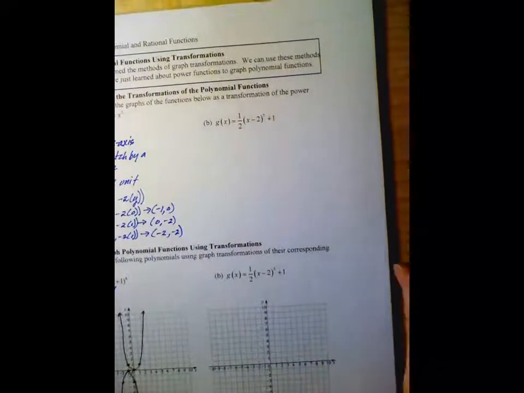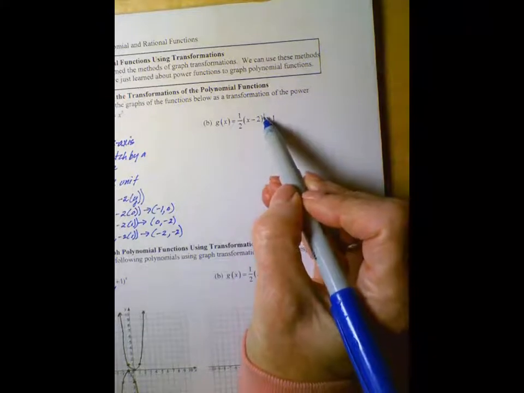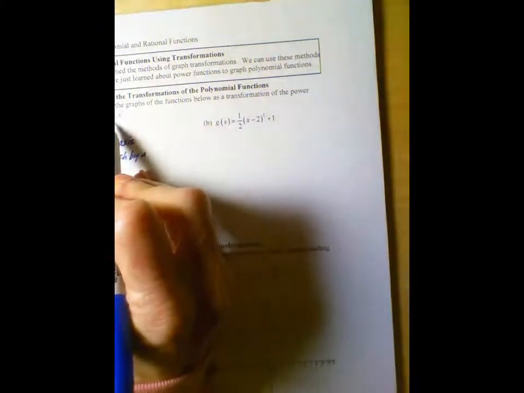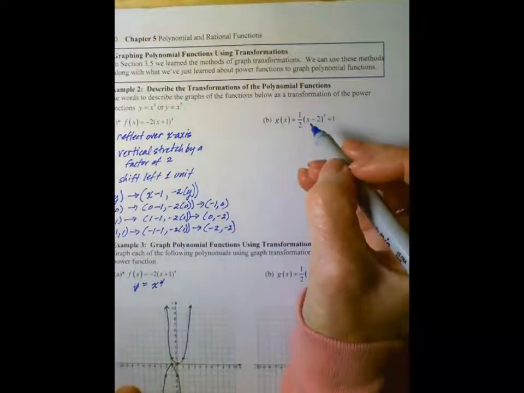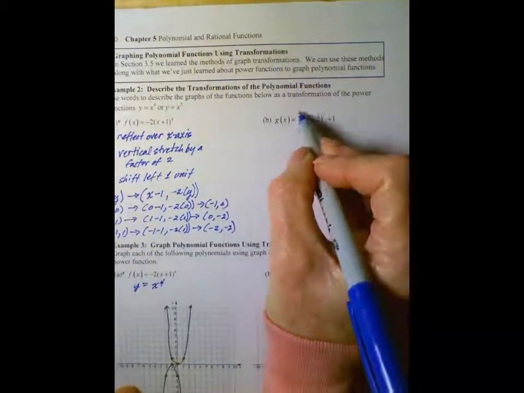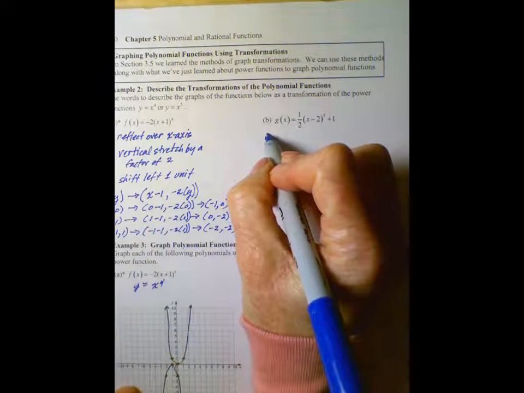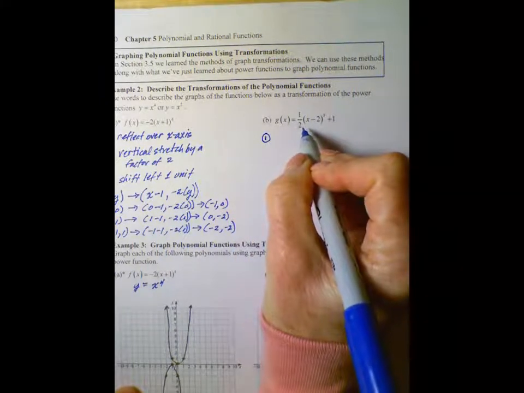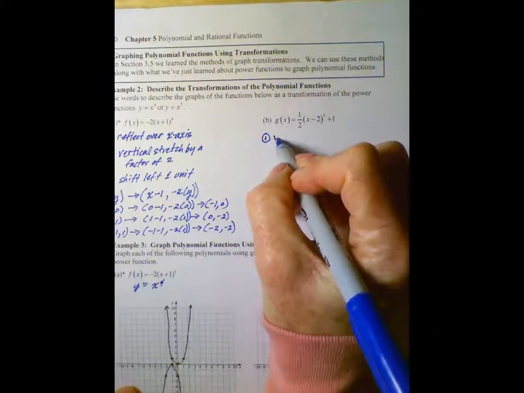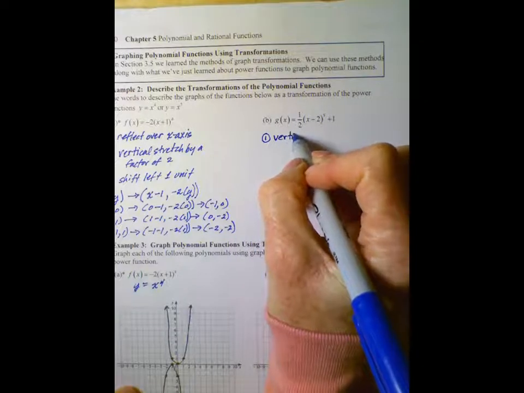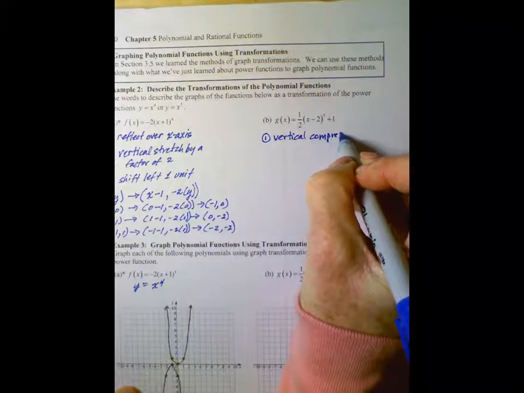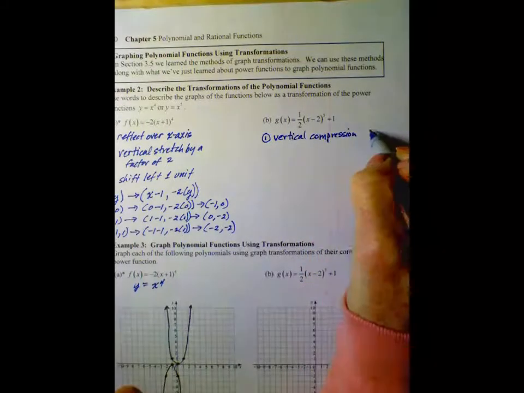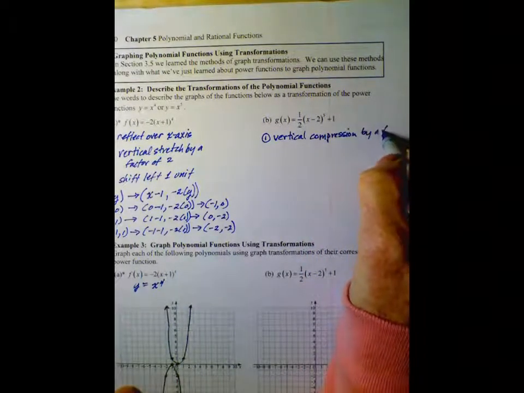We said the other one, we noticed this one's to the 5th power, so the parent is y equals x to the 5th. Let's see if we can tell what our transformations are. The first one I see here is outside the function, we're multiplying by a half. So this is a vertical compression by a factor of 1/2.